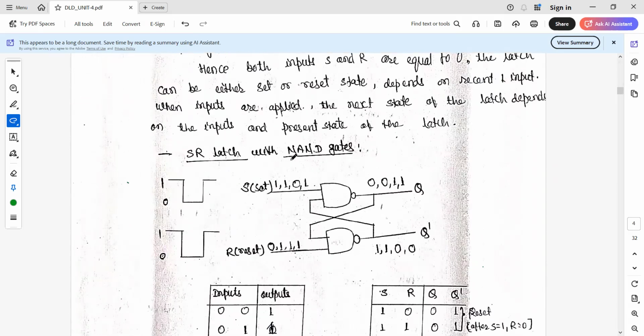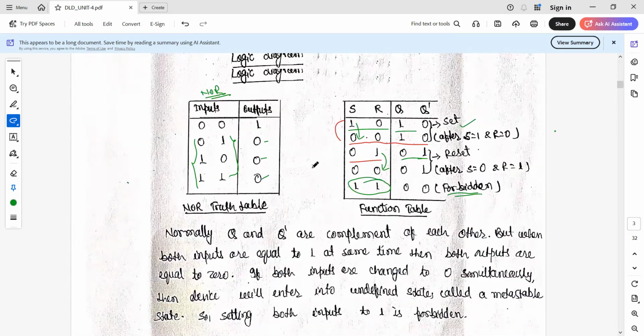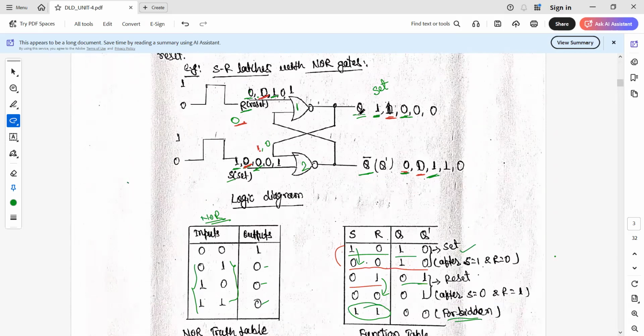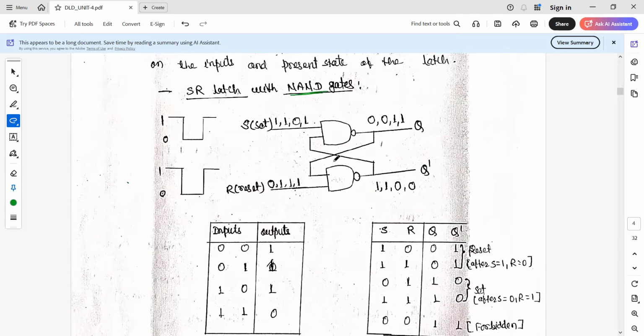Similarly, we have the SR latch with the help of NAND gates. If you observe the previous one, from where we take the output Q, that NOR gate is connected to R, and from where we take Q bar, that NOR gate's input is S. In the case of NAND gates, we change this: from where we take Q, that is connected with S, and from where we take Q bar, that is connected with R.